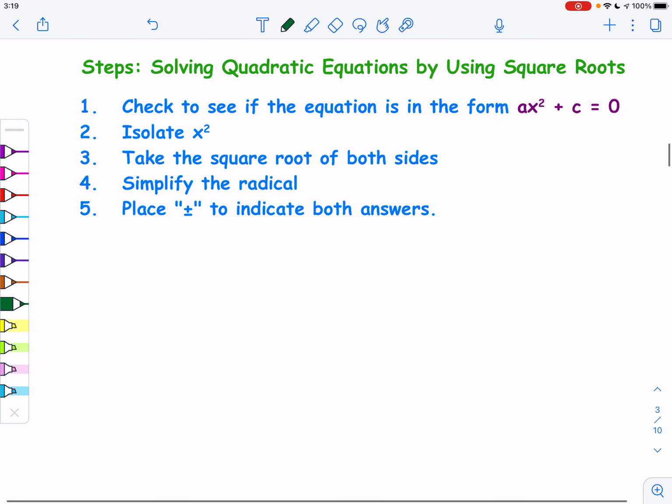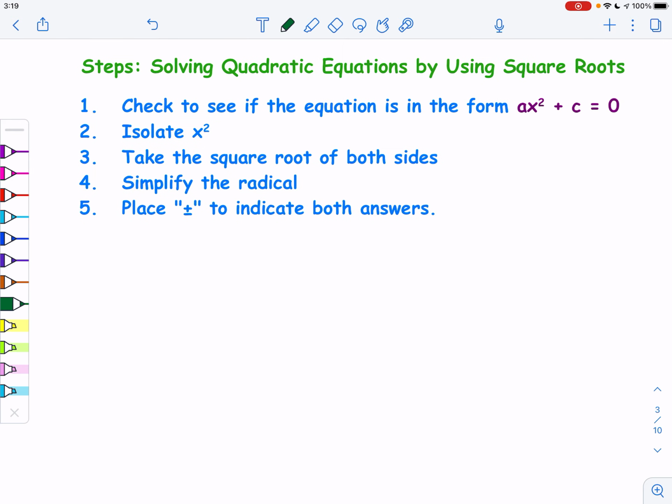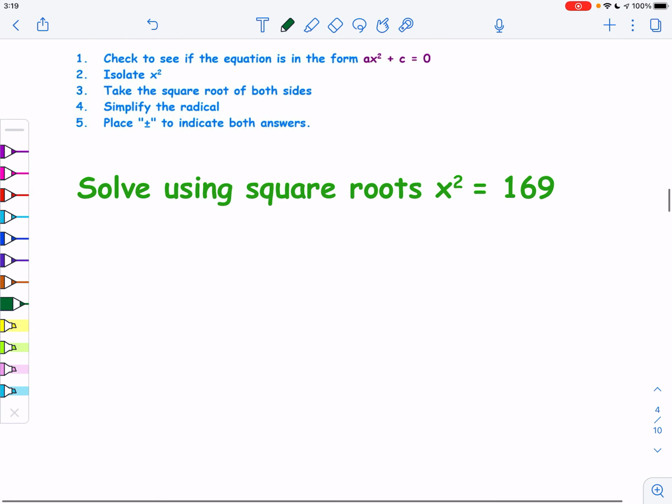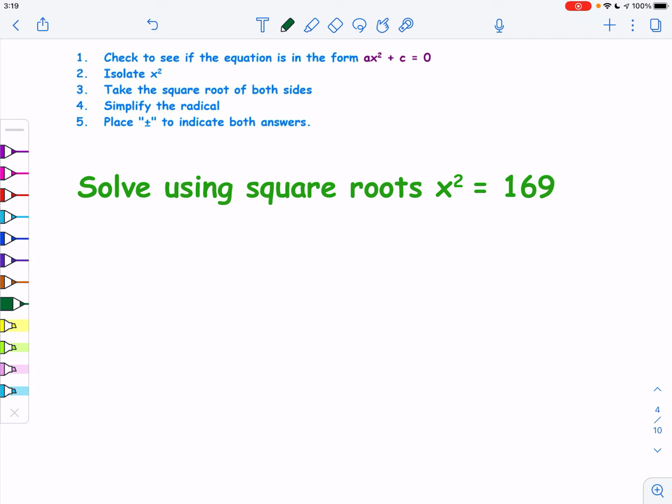Here are the steps. We will go through them as we go through our examples. So check to see if the equation is in the form ax squared plus c equals 0. This one clearly does not look like it, but you can rewrite it to look like that. This can be rewritten as x squared minus 169 equals 0. Your next step is to isolate x squared. So we're actually starting from step 2 with this one.